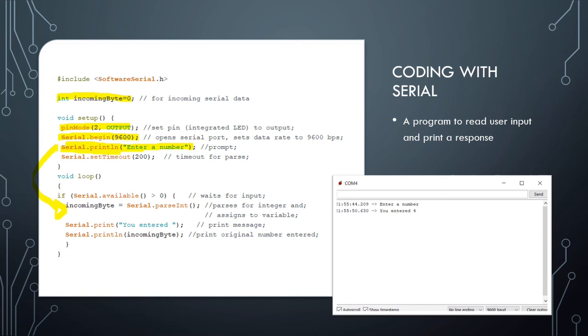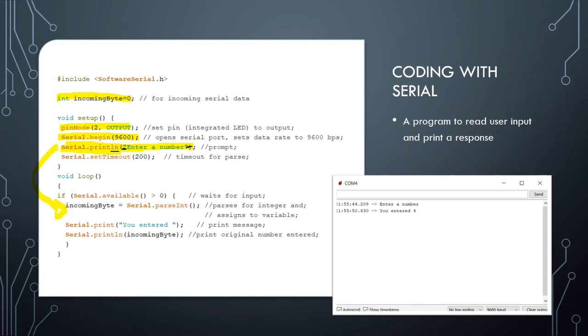Something else to note is that enter a number is not a variable, it's the text that we want to be printed. And so it is going to have these little quotation marks around it. So it's printing out that exact text. And then this isn't just a serial print command, this is serial print ln. So after this text, it will start a new line.